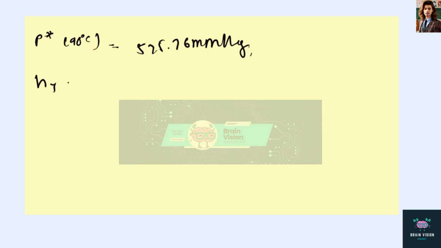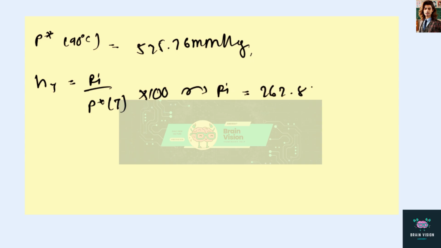H_r is equal to Pi divided by P star(T) times 100. We solve for Pi. That is 262.88 millimeters of mercury. So the dew point is the temperature at which the vapor becomes saturated. So Pi is equal to Pi star(T) at the temperature of the dew point. So we can look up the vapor pressure of water tables for the following temperatures.